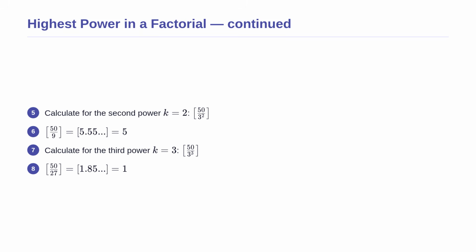Next, we move to the third power, dividing 50 by 3 cubed, or 27. This helps us find numbers hiding a third factor of 3. 50 divided by 27 is approximately 1.85. The function strips away the decimal, leaving us with 1. This means there is only one multiple of 27 between 1 and 50.